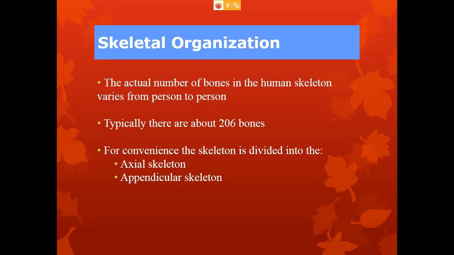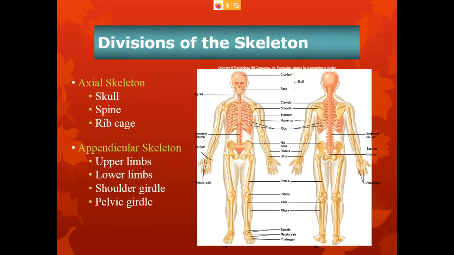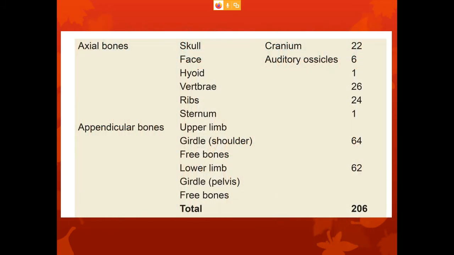For convenience, the skeleton is divided into axial and appendicular skeleton. In the axial, we have already discussed these three: skull, spine, and ribcage. The appendicular includes the upper limbs, lower limbs, shoulder girdle, and pelvic girdle.